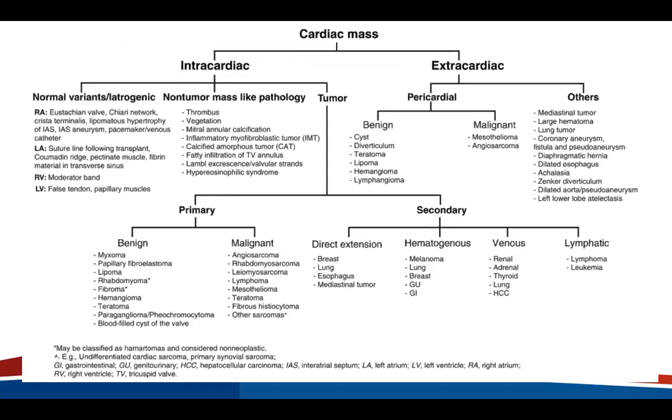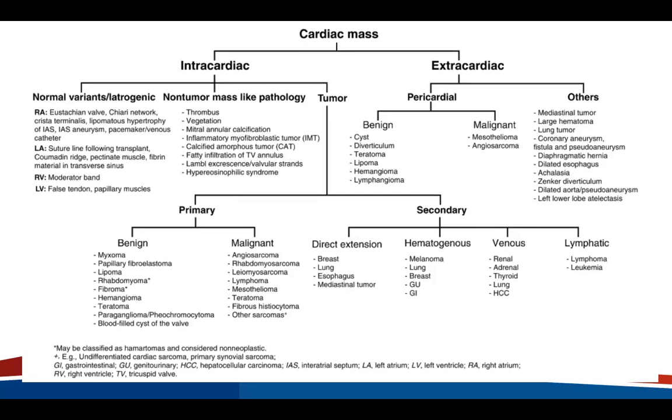This schematic breaks down cardiac masses. It's a busy slide, and I encourage you to take the time to come back and review it. Very briefly, we can break down the cardiac mass into either intracardiac or extracardiac masses. If we think about the category on the left of intracardiac masses, we first look at normal variants and iatrogenic things, and we'll talk about each of these, breaking it down by right atrium, left atrium, left ventricle. And then we have a category of non-tumor mass-like pathology, which has a number of possible differential diagnoses, and then tumor.